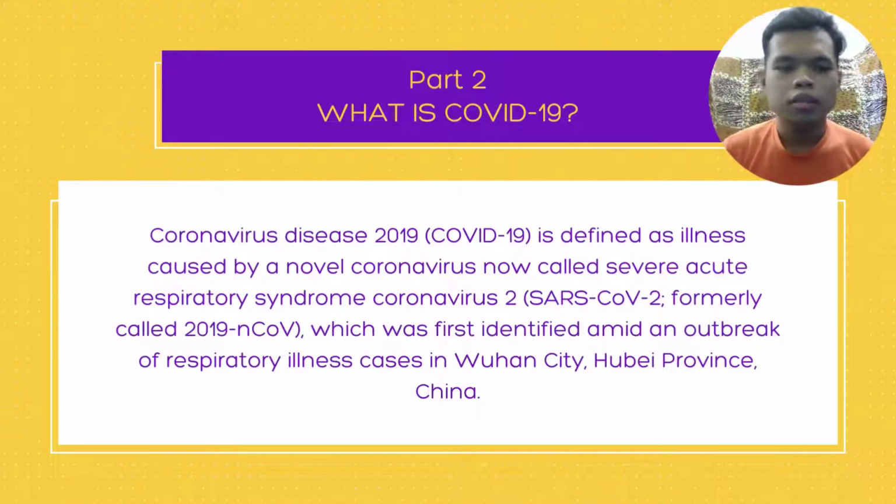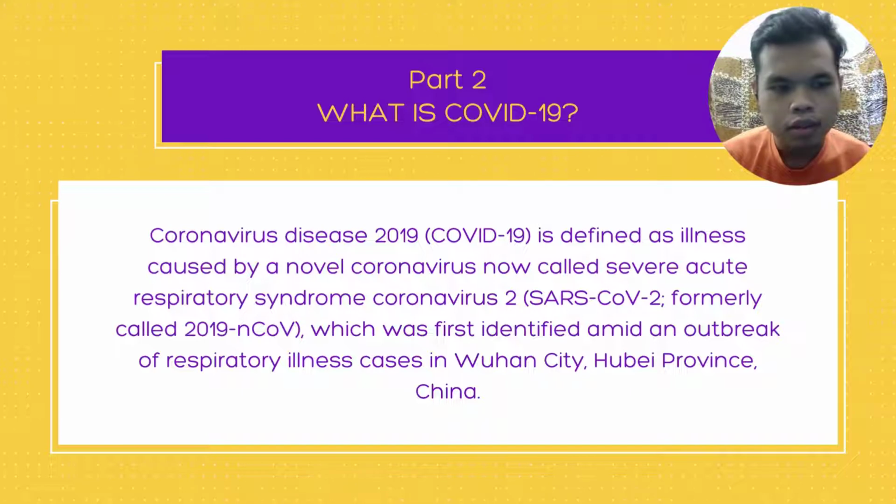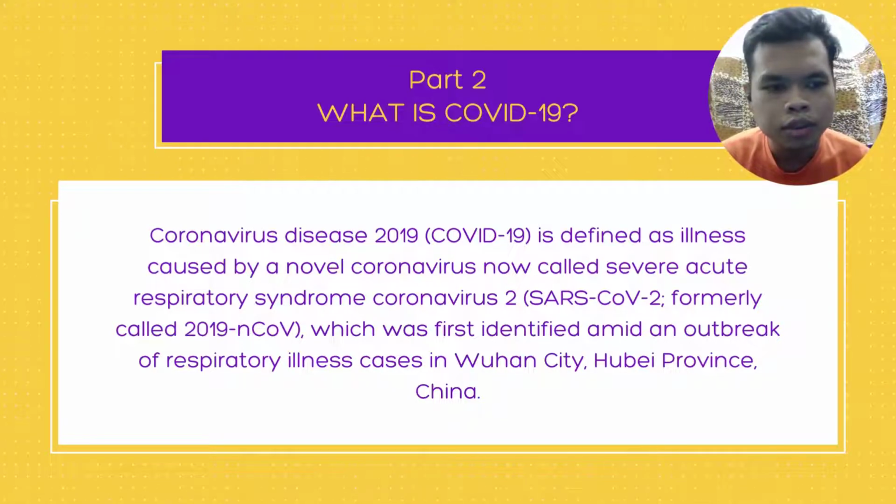What is COVID-19? COVID-19 is a disease caused by a novel coronavirus, now called severe acute respiratory syndrome coronavirus 2, which was first identified amid an outbreak of respiratory illness in Wuhan City, Hubei province in China.